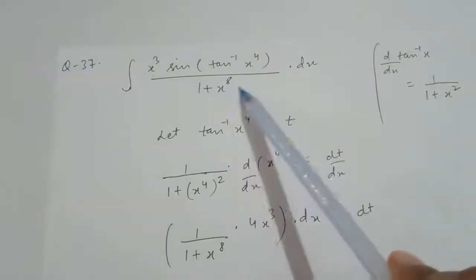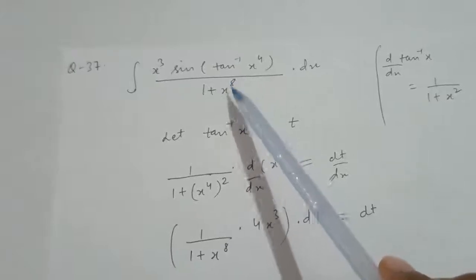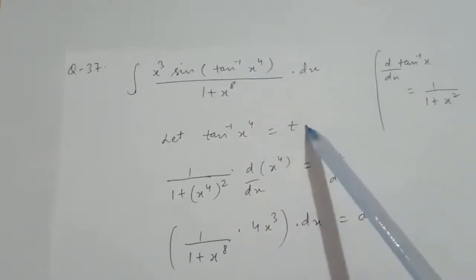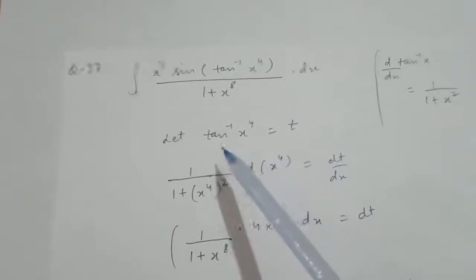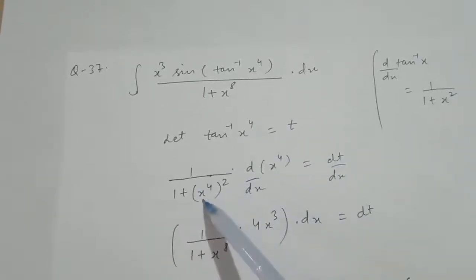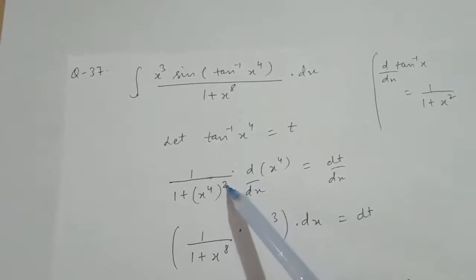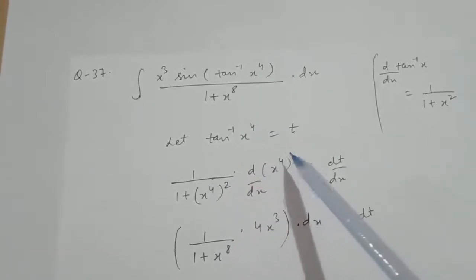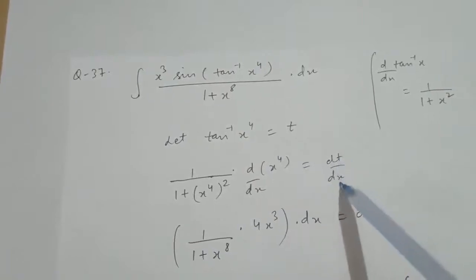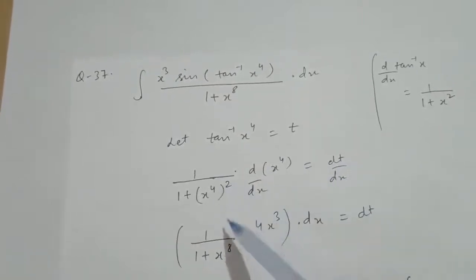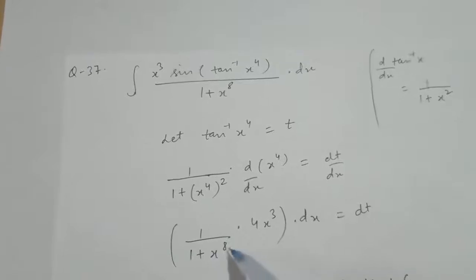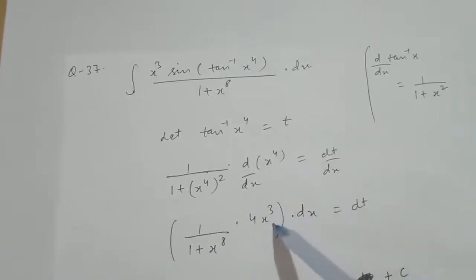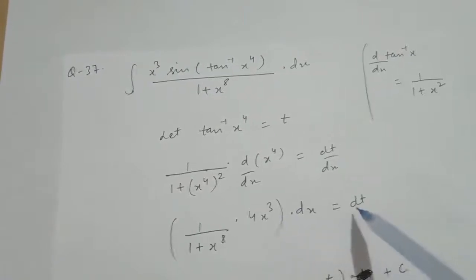So this exists in the integrand. Therefore, we will take this complete angle as equal to t, right? Now the derivative of this is 1 upon 1 plus (x^4)^2 into the derivative of x^4 equal to dt upon dx. Now this is 1 upon 1 plus x^8 into the derivative of x^4, which is 4x^3, into dx equal to dt.